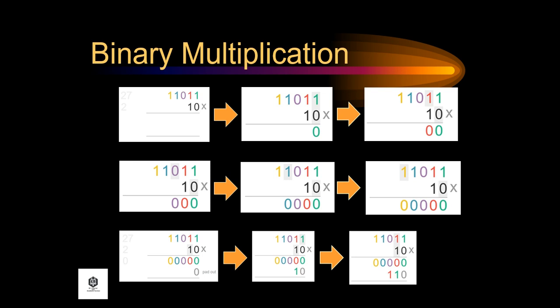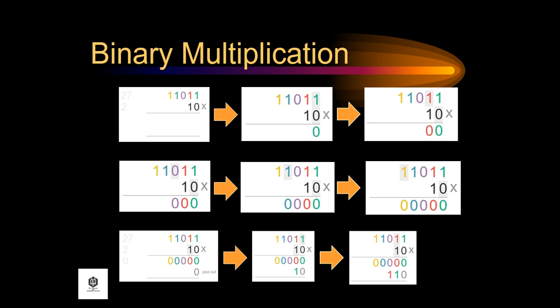0 times 1 is equal to 0. Next, 0 times 1 is equal to 0. Then next, 0 times 0 is equal to 0. Next, 0 times 1 is equal to 0. And last, 0 times 1 is still equal to 0. Then, since all are 0, pad out. Let's proceed to the other number.